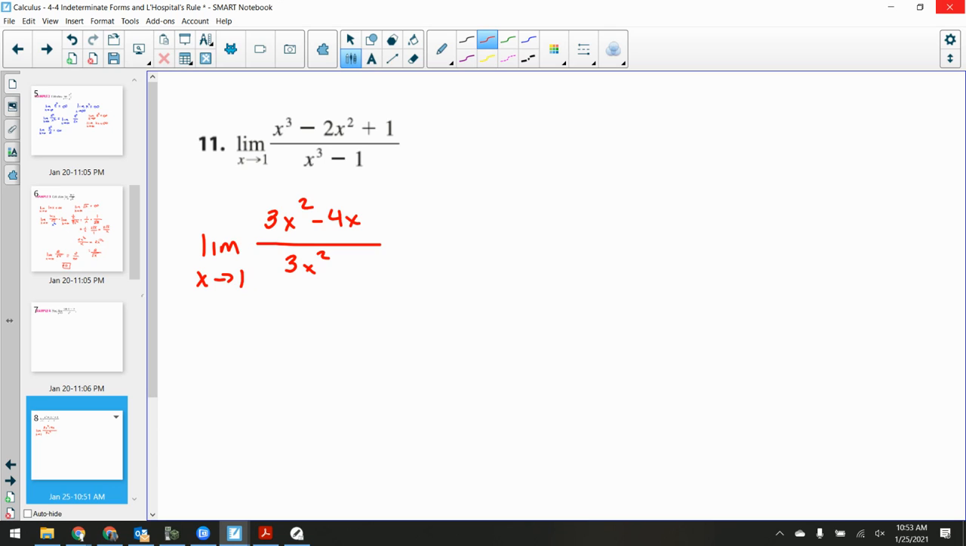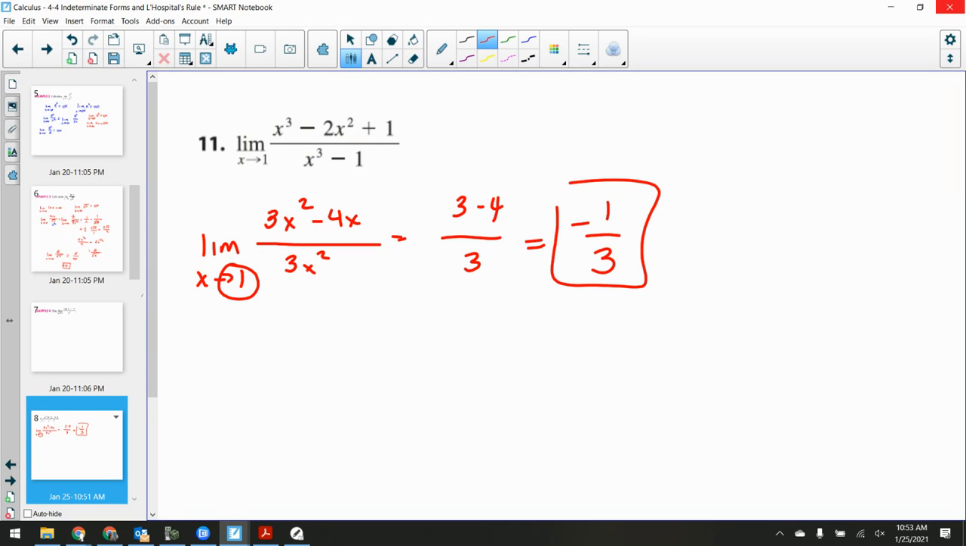Everybody follow me there? Yeah. I guess I should have written out that the limit as x approaches 1 of x cubed minus 2x squared plus 1 equals 0, and the limit as x approaches 1 of x cubed minus 1 equals 0, so that we know that L'Hopital's rule actually does hold. What's going to happen here, though? Can I plug in 1? If I tried to plug in 0, it would still be indeterminate, but I want to go to 1. So this is going to be 3 minus 4 over 3. So the total limit is going to go to negative 1/3.